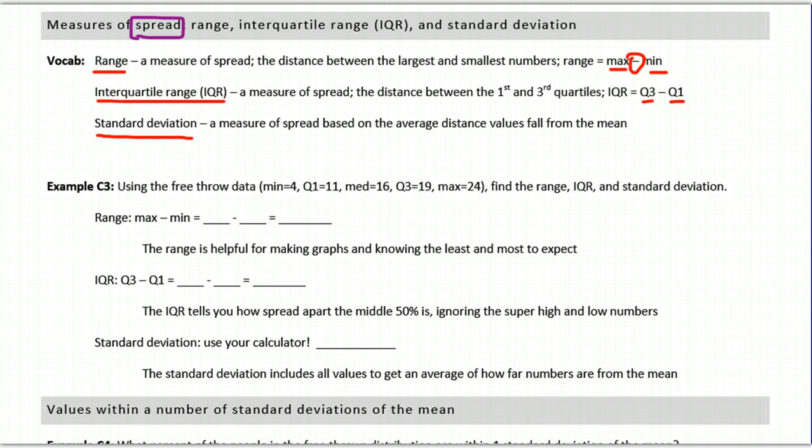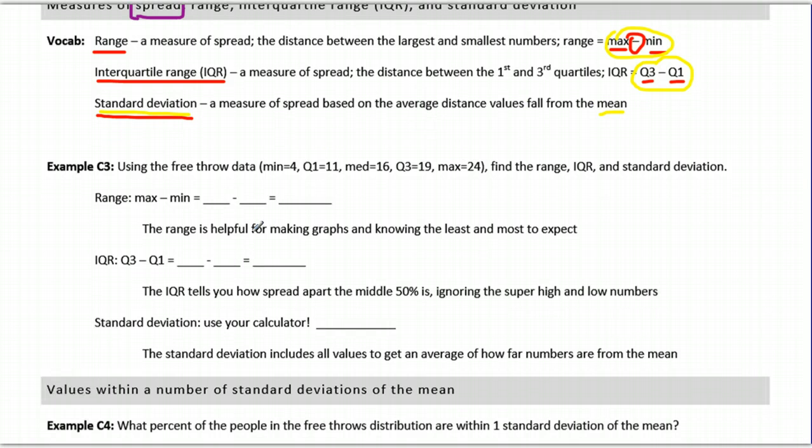And then finally, standard deviation. And what that does is it figures out how far away each number falls from the mean and kind of finds the average. So unlike range, which only really uses your two numbers, your max and your min, or your IQR, your interquartile range, which only uses your third and first quartile, the standard deviation actually uses every number in its formula to help calculate the spread.